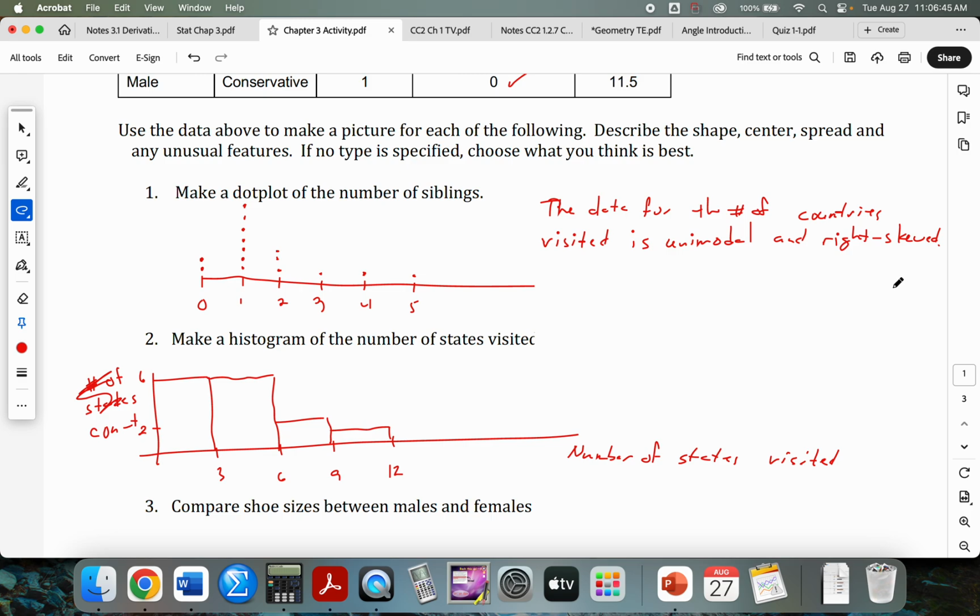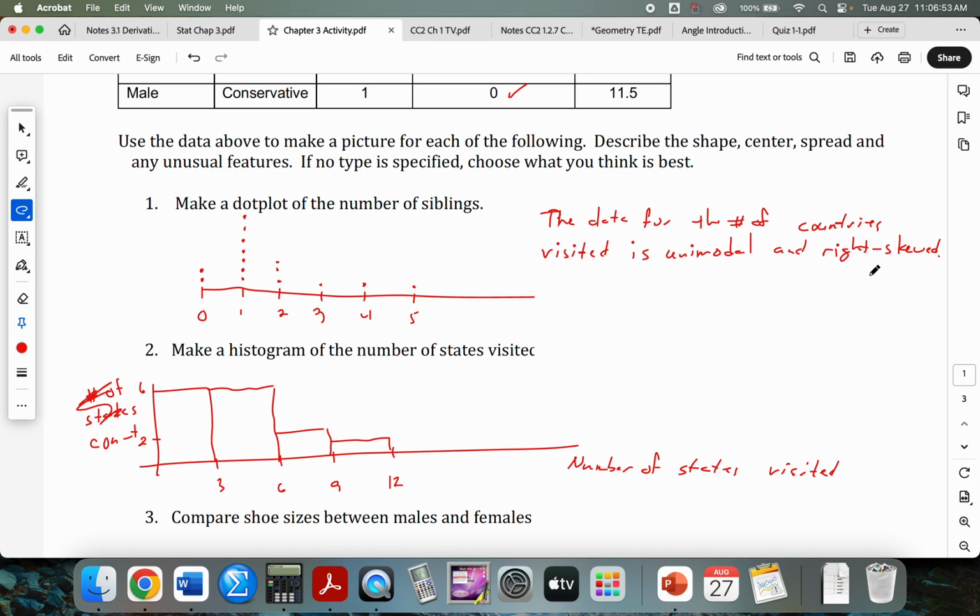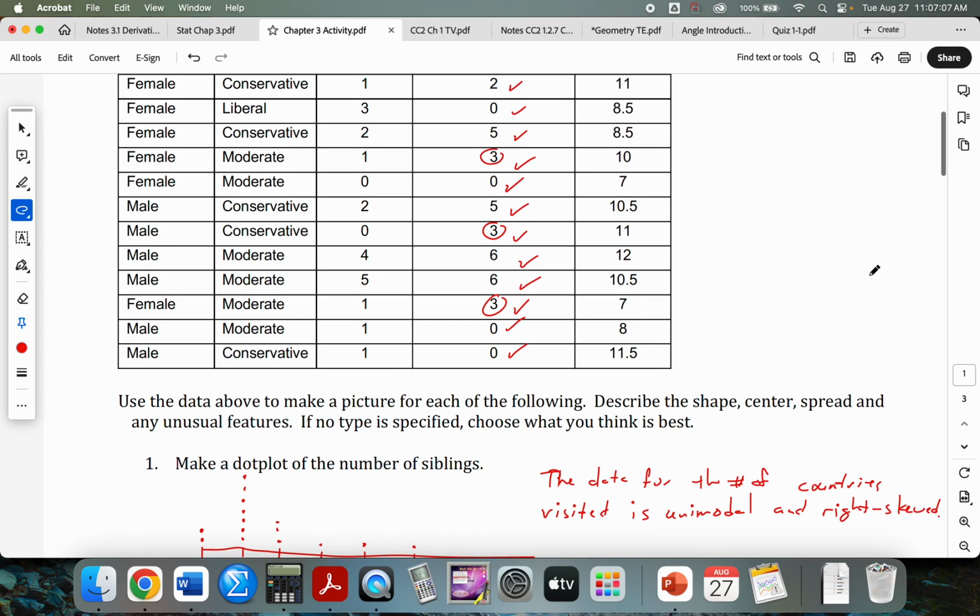We'll use the median again. Now, since we have the raw data, we can actually find the median here. From a picture of a histogram, we can't find the median. You may know what bin it's in, but you won't know its value. But we should be able to find this.